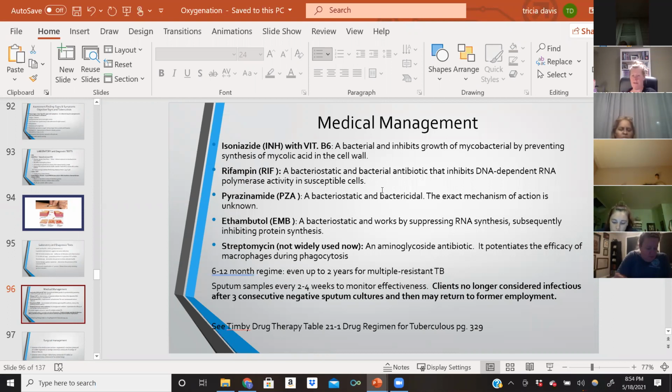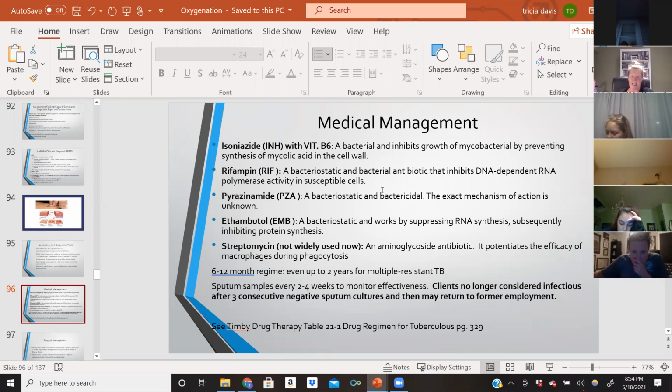So the take home of these medications is that it's very hard for patients to be compliant. So this is a 6 to 12 month regimen. This isn't just something that they take for 7 days. They are taking this for a long time, even up to 2 years with some types of TB that are multiple resistant. So it's hard for these patients to stay compliant and take this medication all the time. It's hard for them to tolerate the side effects of this medication sometimes. So these people need a lot of education.